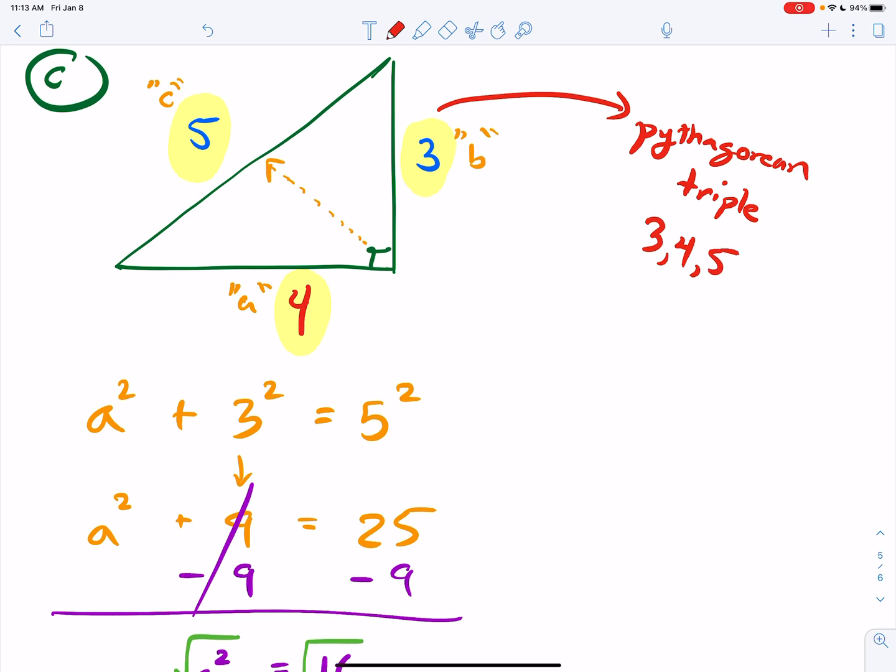There are other ones like multiples of 3, 4, and 5, so like 6, 8, and 10, but there's also weird ones like 5, 12, and 13. But the one that I want you to remember is 3, 4, and 5 because it's used so often there, okay?